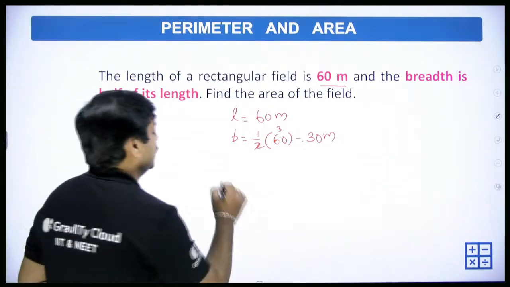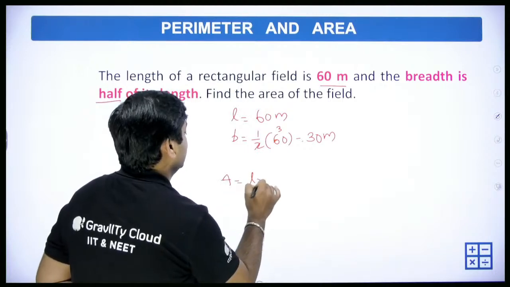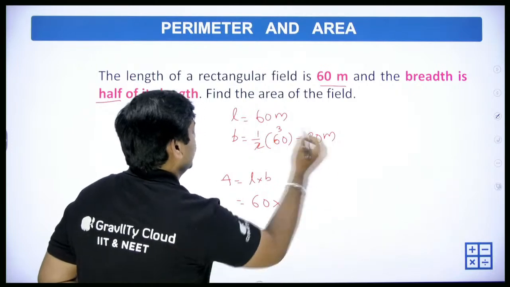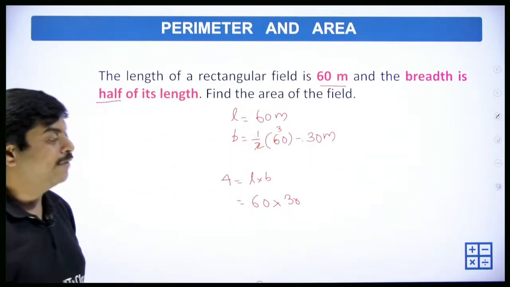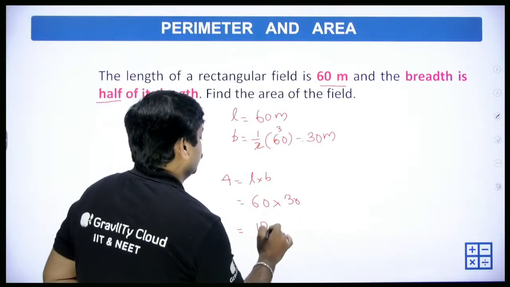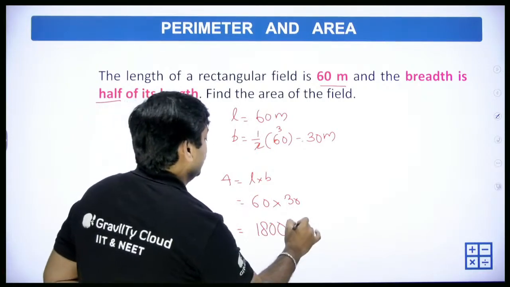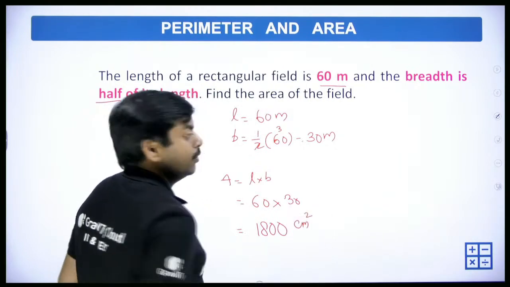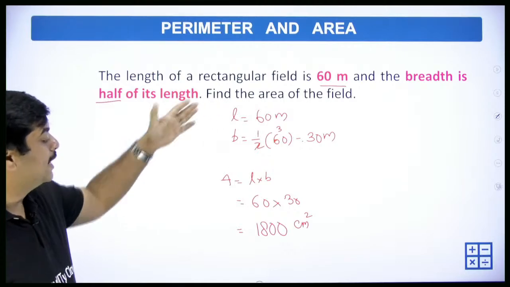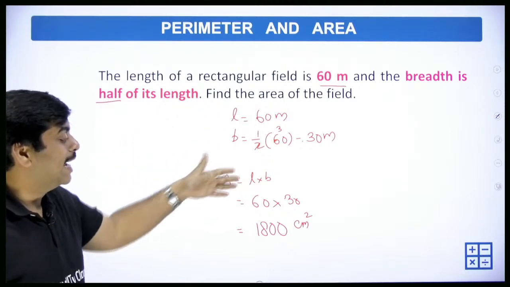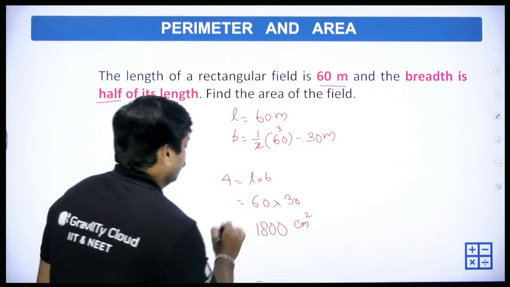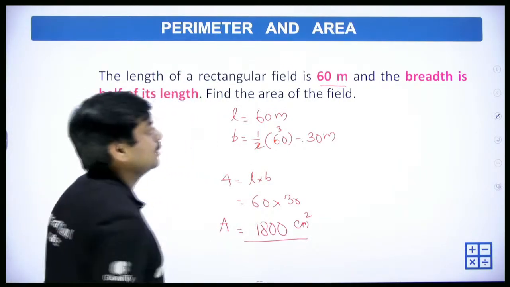So I told you for a rectangle, the area will always be simple. Area is equal to length into breadth. So length 60 into breadth 30 meters. Now in the area we need to keep meters square. So 6 3s are 18, and then two zeros. So that becomes 1800 meters square. Okay. So L is equal to 60 meters, B is equal to 30 meters, A is equal to length into breadth. 60 and 30, 1800 square meters. Area of this rectangle is equal to 1800 square meters.